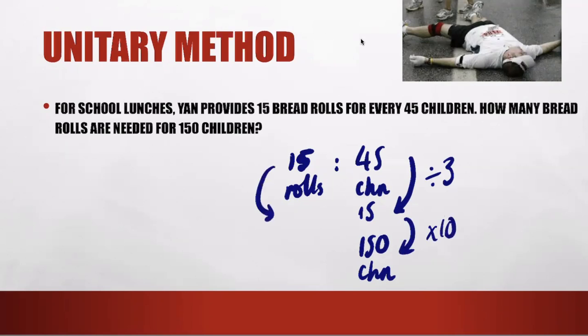So let's go 15 divided by 3. Gives us 5 rolls. So there are 5 rolls for every 15 children. And we're going to times that by 10, just like we did on the other side. And that will give us 10 times 5, 50 rolls for 150 children.